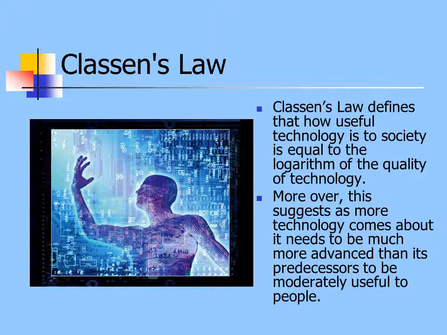Classen's Law defines that how useful technology is to society is equal to the logarithm of the quality of the technology. Moreover, this suggests that as more technology comes about, it needs to be much more advanced than its predecessors to be moderately useful to people.